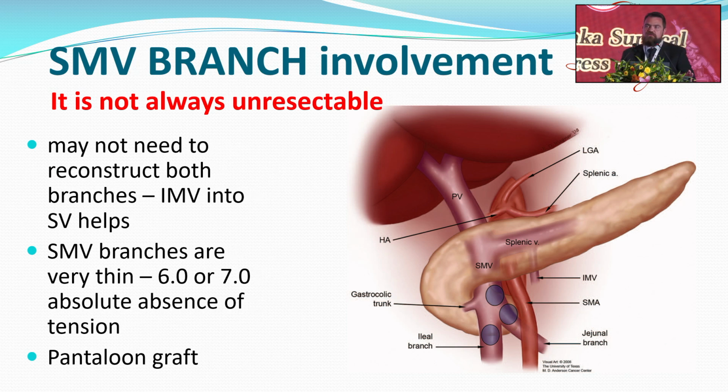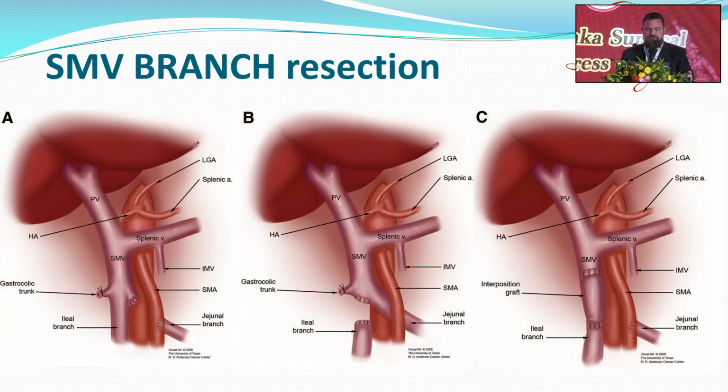If we do want to reconstruct it, we have to be very careful. These are very thin veins, so use very fine sutures, absolutely no tension. Most likely you will need an interposition graft. This is a schematic representation of what I just mentioned. So the ileal branch or jejunal branch can be resected, not reconstructed, especially if the IMV is going into the splenic, or as in the C diagram you can reconstruct it.